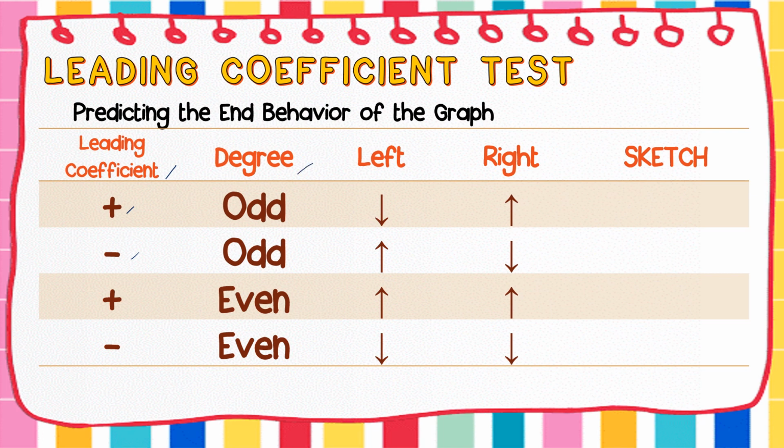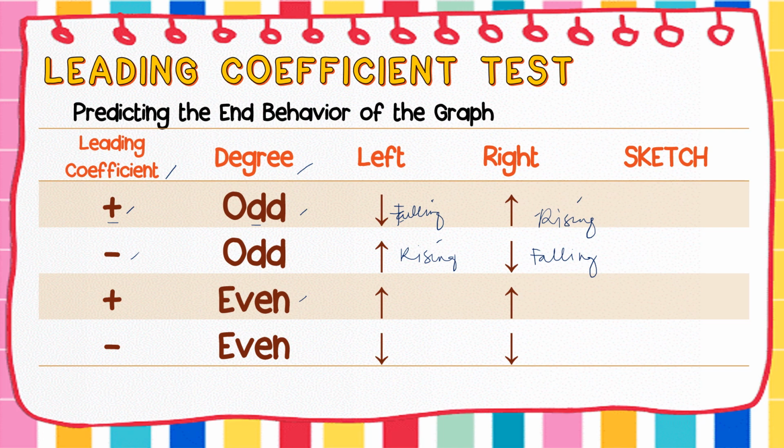Next, the degree. Identify mo rin sa degree kung siya ba ay odd or even. Odd numbers, 1, 3, 5. Even numbers, 2, 4, 6, 8, 10. Now, kapag positive odd, ang end behavior natin ay falling, rising. Okay? Kapag negative odd, we have rising, falling. Yan yung left and right ha, yung arrow, left and right arrow.